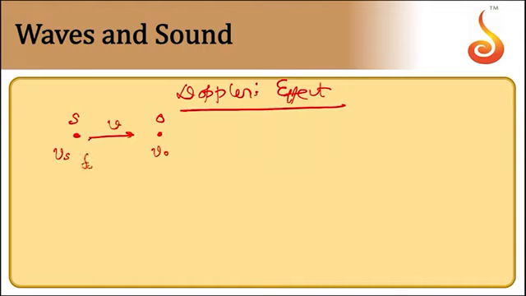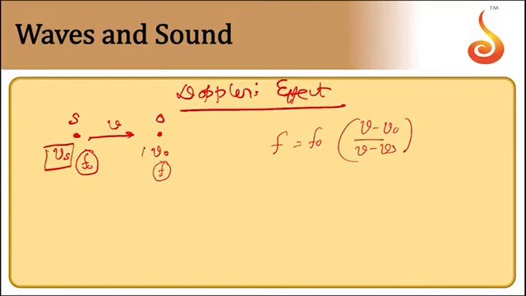If F naught is the frequency of the sound emitted by the source, and the frequency recorded by the observer is F, then the frequency recorded is given by F naught into V minus Vo divided by V minus Vs. This is your basic expression for the apparent frequency. Now, there are a couple of cases here. That means, depending on the actual direction of motion of Vs and Vo, the apparent frequency probably is greater than the actual frequency or less than the actual frequency.